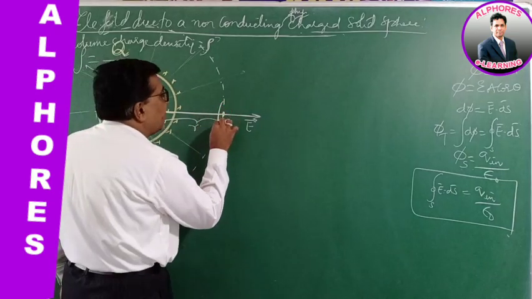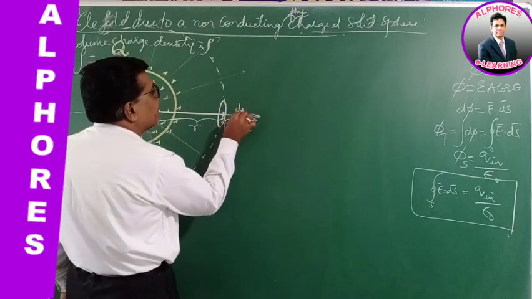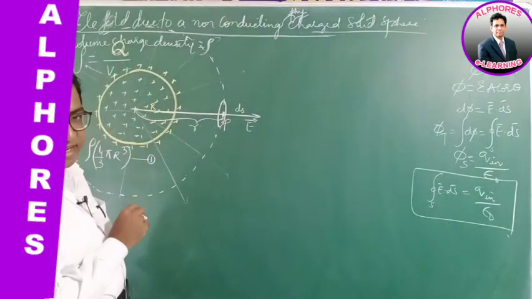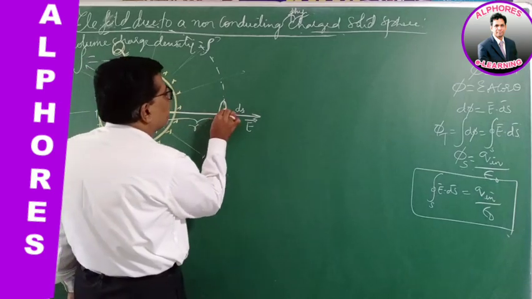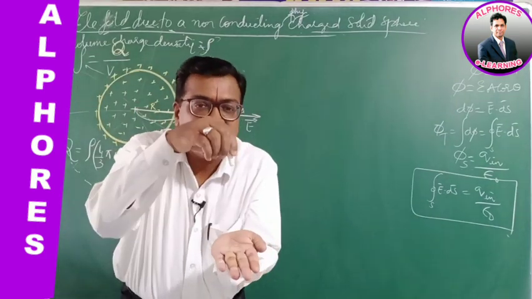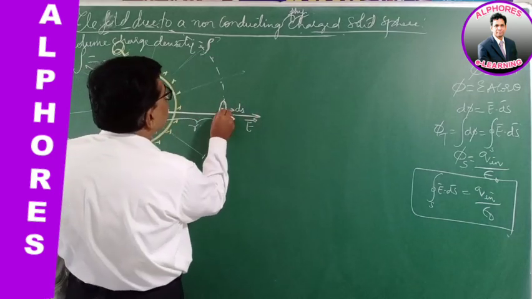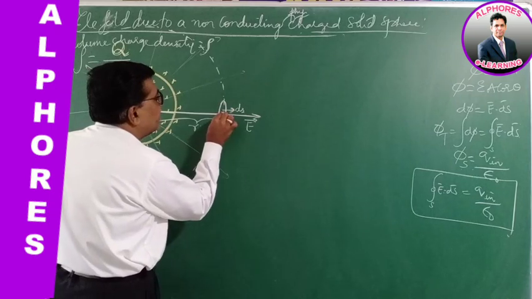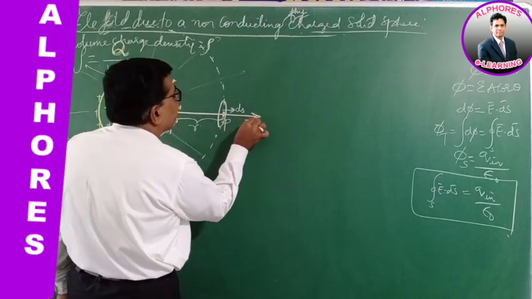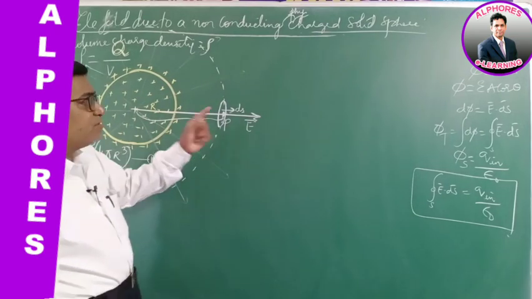Now imagine a small area element of area ds. The direction of the area element, I was telling you, for any surface, is normal outward from the surface. Now, at this point, the direction of the electric field and the area element are both in the same direction, parallel. The angle between them is 0.